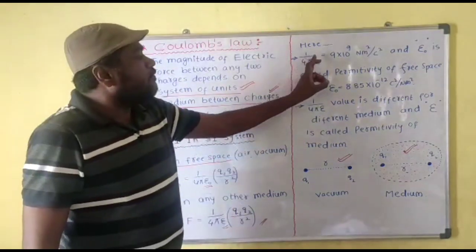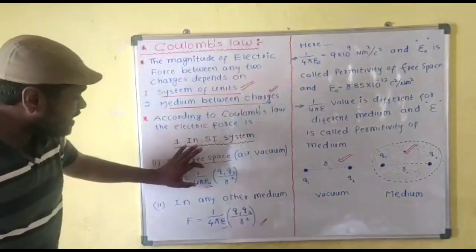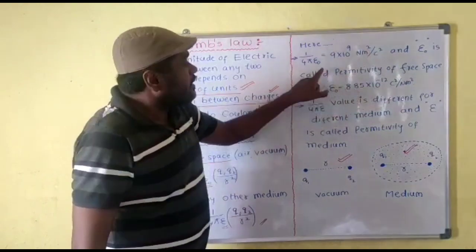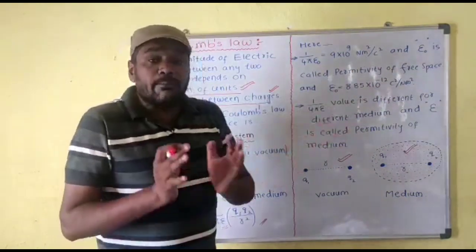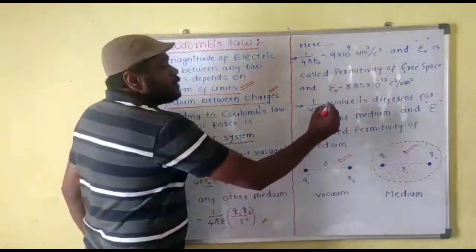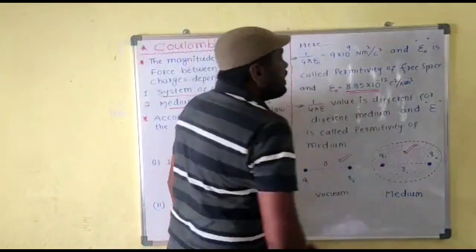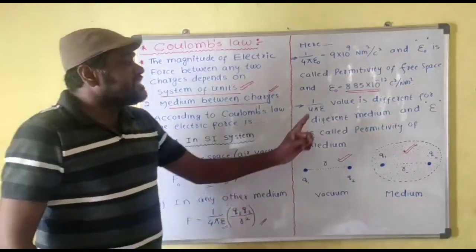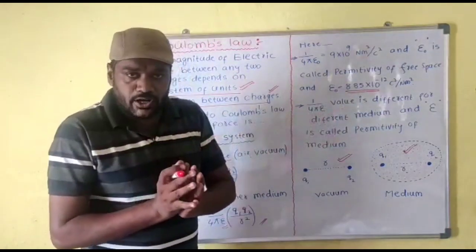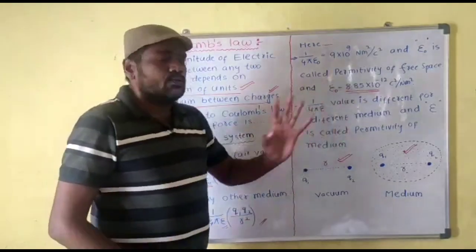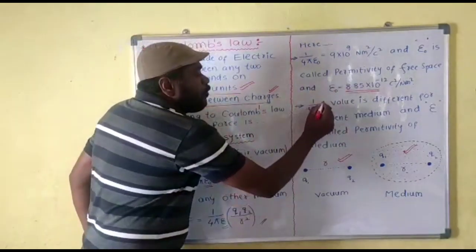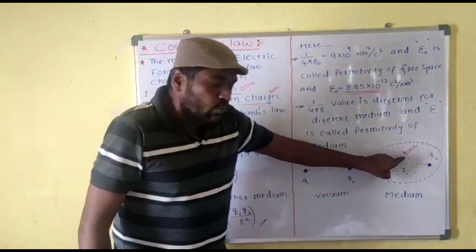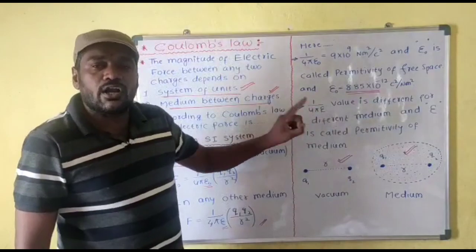The value of 1 by 4 pi epsilon naught is a constant, 9 into 10 power 9 Newton meter square per Coulomb square. Here epsilon naught is called the permittivity of free space, and its value is 8.85 into 10 power minus 12 Coulomb square per Newton meter square. So this is a fixed value for free space. Next, the value of 1 by 4 pi epsilon is different for a different medium. If the medium is water, the value of 1 by 4 pi epsilon is different.